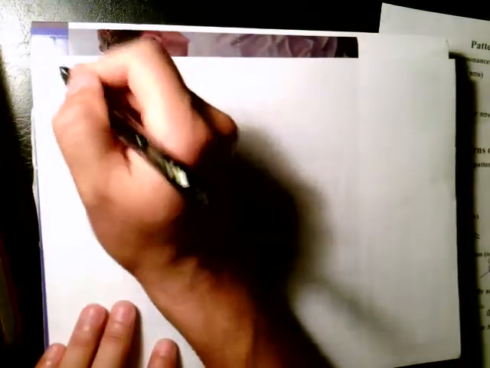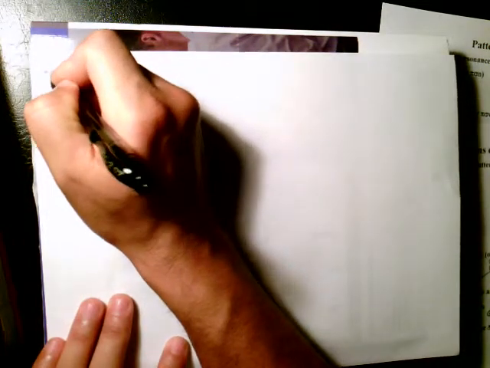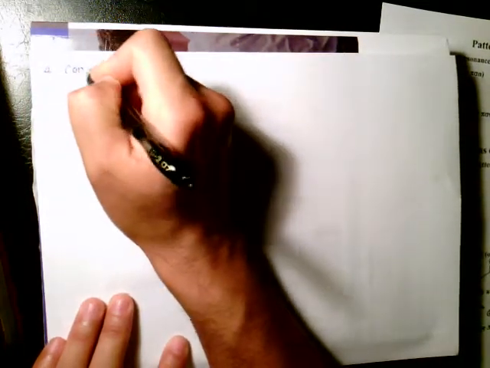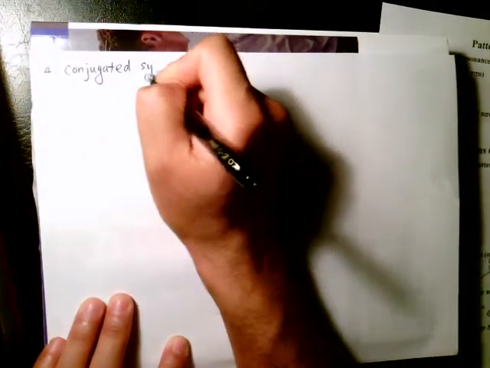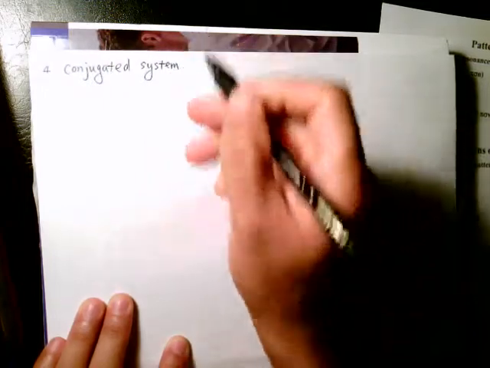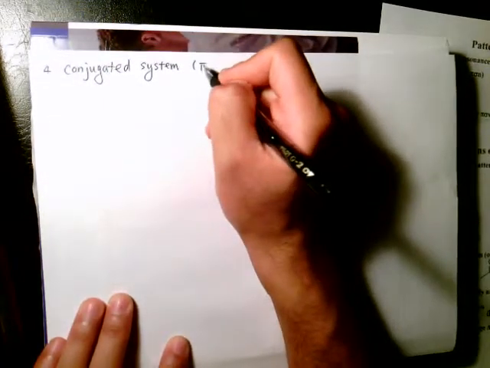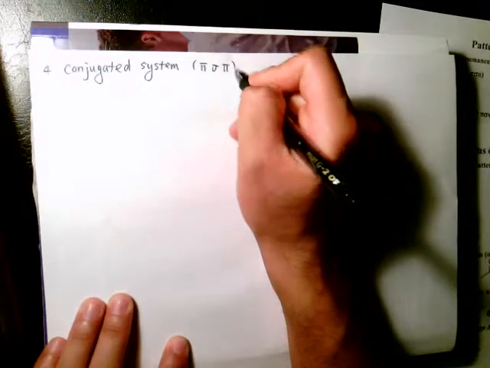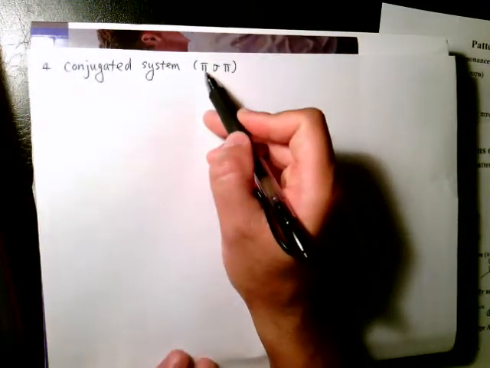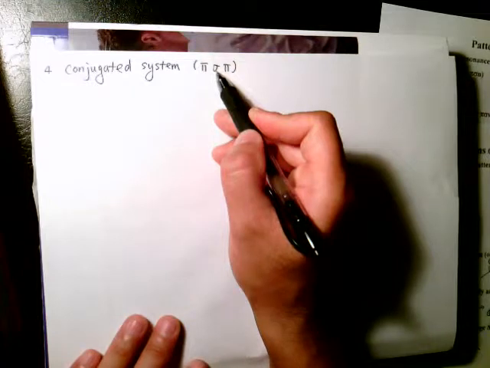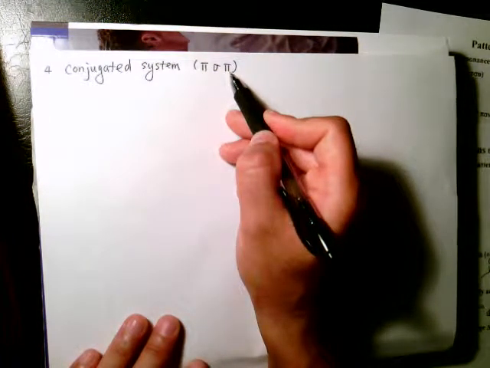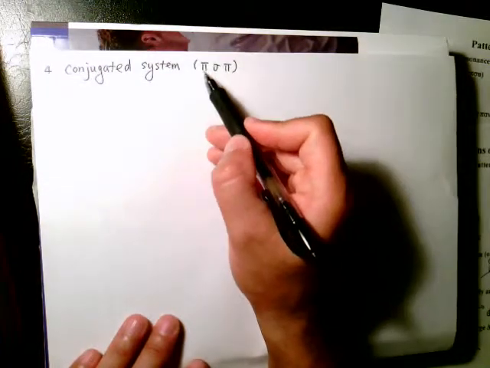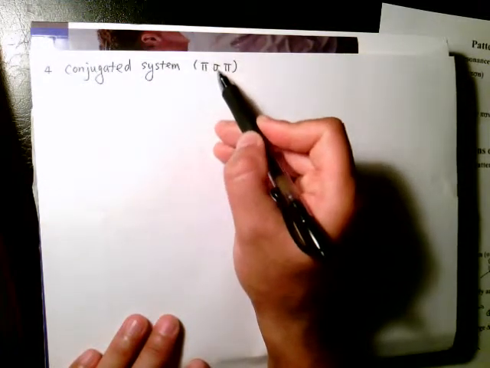So the 4th pattern is what we call the conjugated system. So this one is also referred to as pi, sigma, pi. So this pi once again refers to a double bond or triple bond. Sigma means a single bond. That is another pi bond, meaning a double bond or triple bond. So that means those multiple bonds are alternating with single bond in the middle.